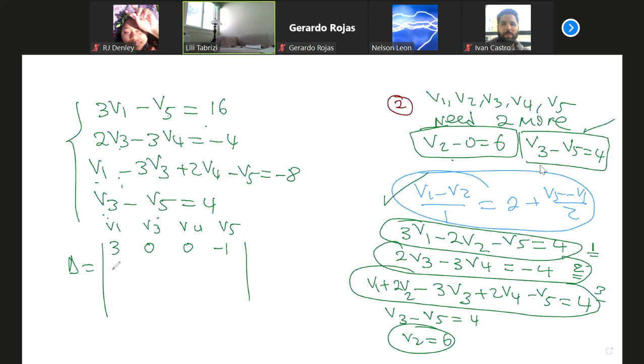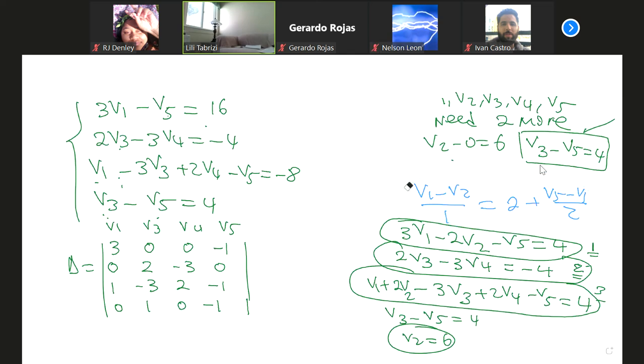Then you go to equation number 2. There is no v1, v3 is 2, v4 is minus 3, and there is no v5. Equation 3, v1, minus 3v3, 2v4, and minus 1v5. There is no v1, v3 is 1, there is no v4, minus 1. It's a determinant of 4 by 4. You can use your calculator, but again, in the exam, I'm not going to ask you to find determinants. Then I have to erase.